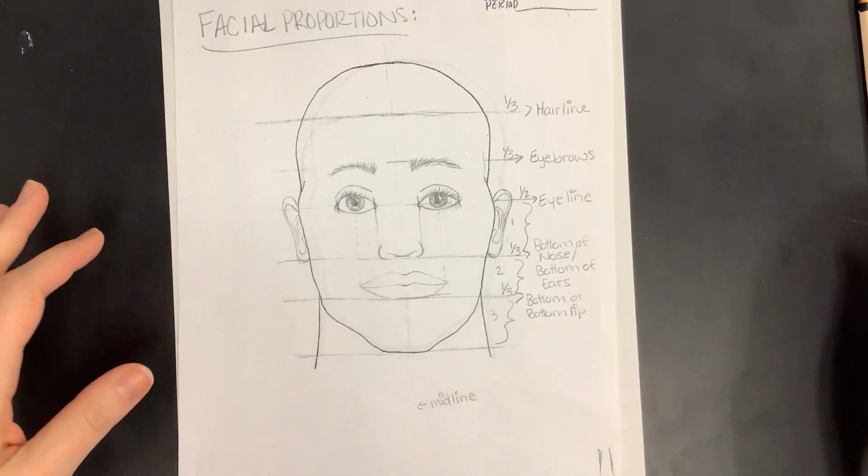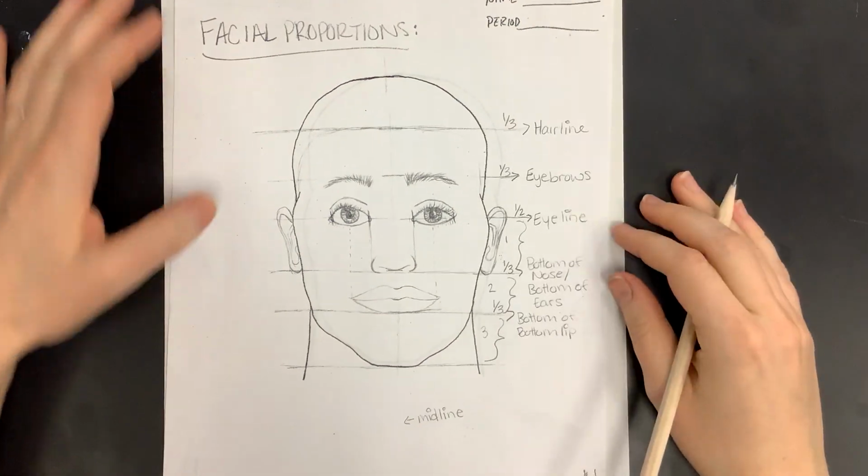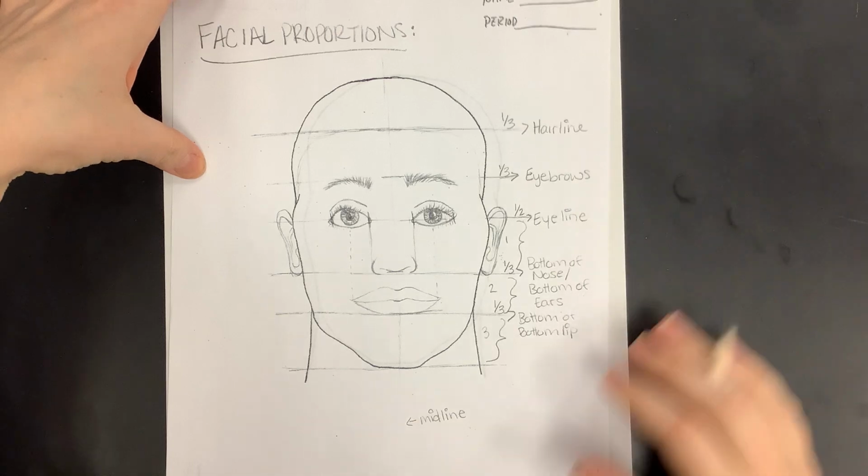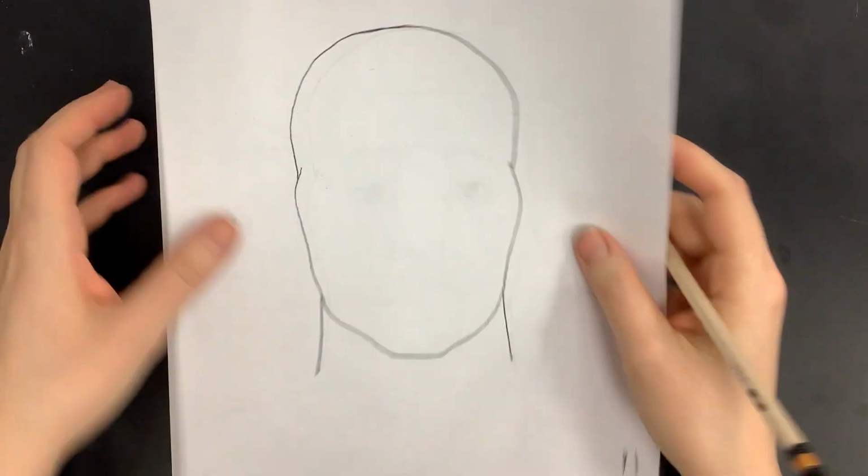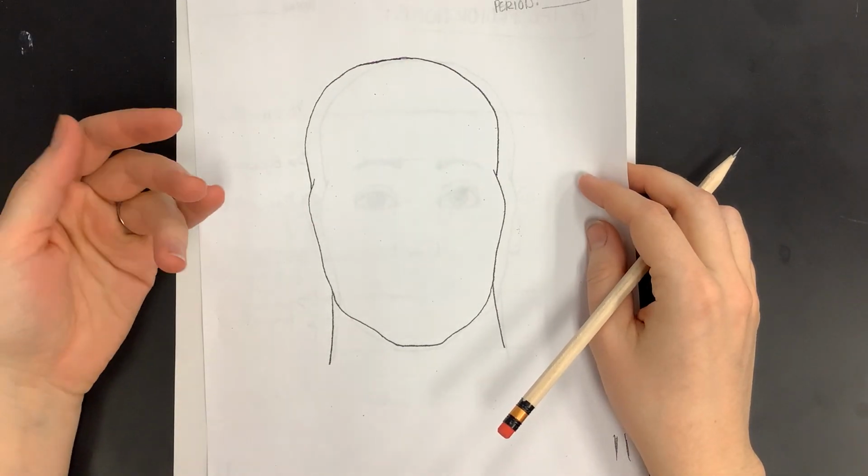Today we're going to be learning how to draw the human face. On this side of your worksheet you have your facial proportions. This is just a guide for you. On the other side we're actually going to start using this as a template to trace.